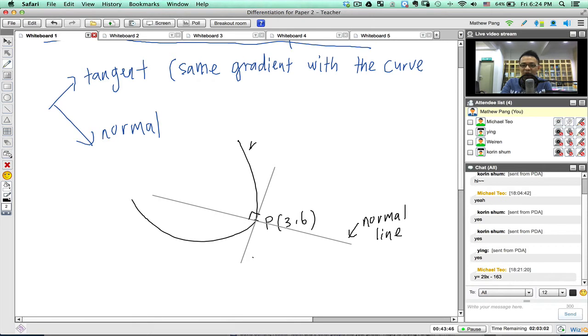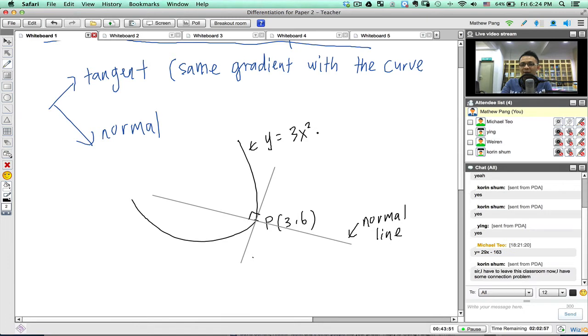Then I give you the equation for the curve: y equals 3x squared minus 6x plus 7.